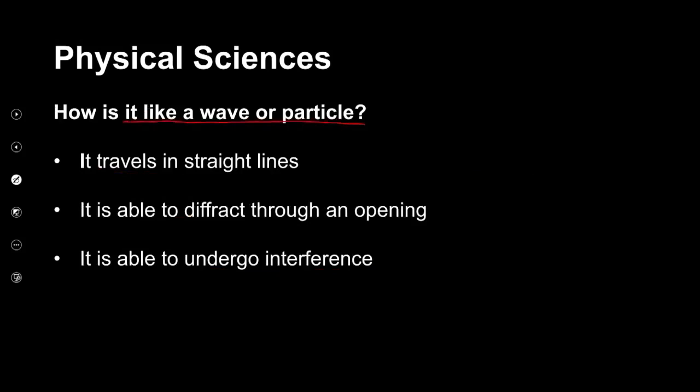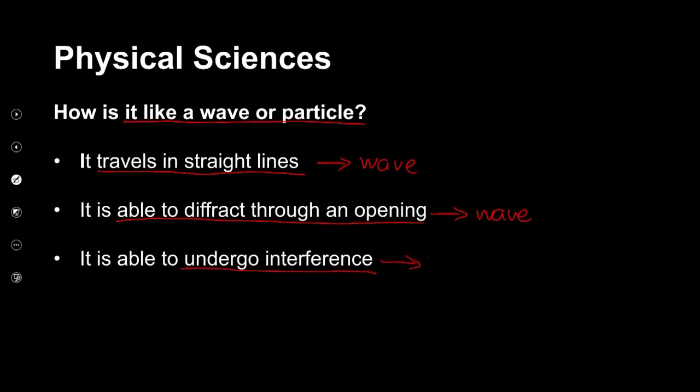Well, photons travel in straight lines, and they are able to diffract through openings. This is definitely a property of a wave, one of the ones we looked at as the very first properties of waves. And the diffraction through an opening is also a property of a wave. In addition to both of these wave properties, it's also observed that photons can undergo interference, just like the waves we looked at earlier.